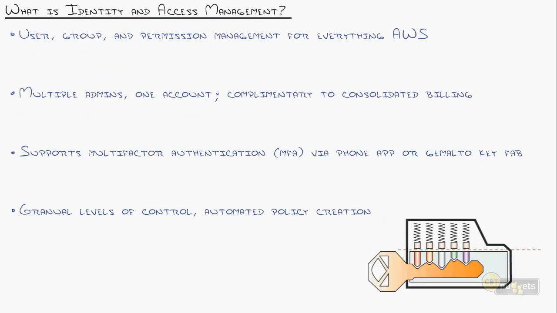IAM, first off, stands for Identity and Access Management. The name really goes with what it is. It is user and group and permission management for everything AWS. It does give you super granular levels of control and automated policy creation. We're going to start seeing a little bit of the policies that we can create. And Amazon has done just a wonderful job of allowing almost like a web GUI where we say, I want this, I want this, I want this. And behind the scenes, it's generating this nice script for us that we would typically have to write manually on our own. So we'll see some of that.